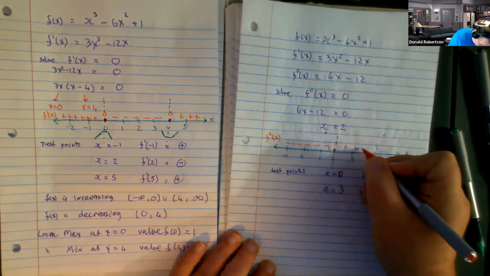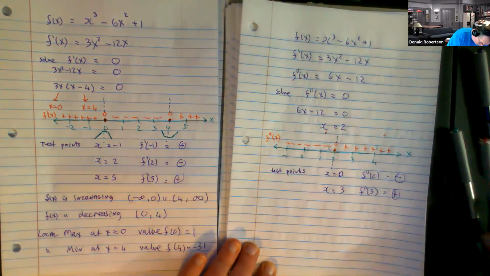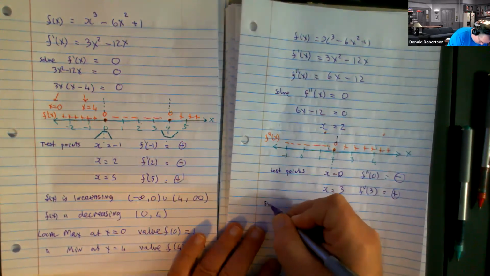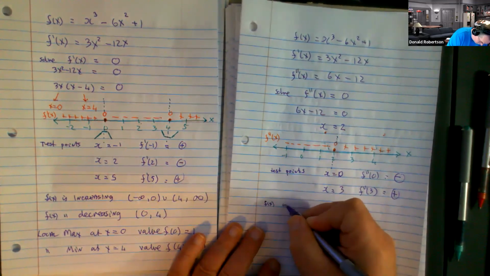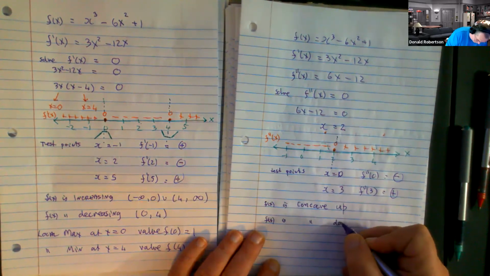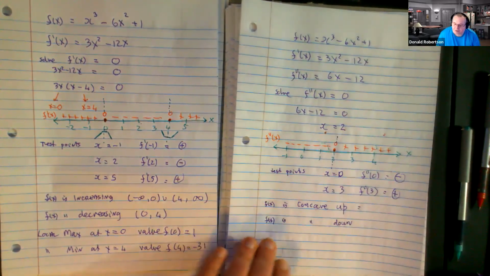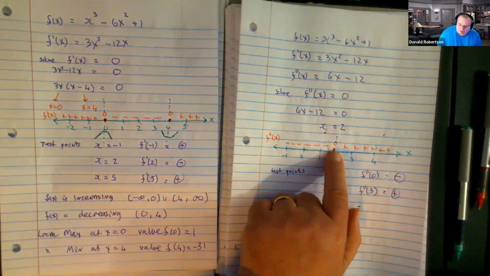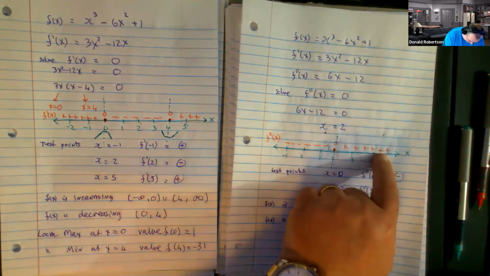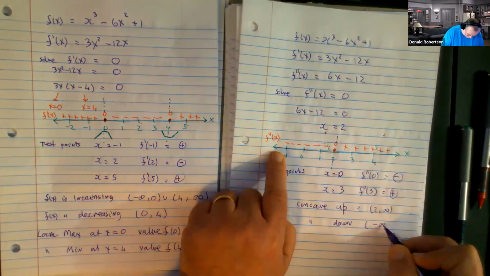I can now do f of x is concave up, and the other one is when is it concave down. Now it's concave up when the second derivative is positive, right? It's a happy face, positive. And it's concave up from 2 to infinity, and it's concave down from minus infinity to 2.